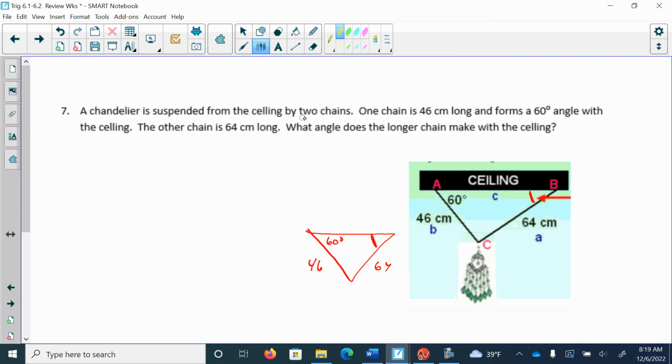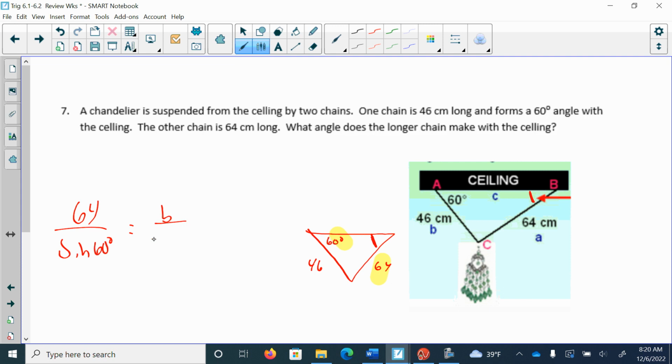I can see that I have that opposite pair, so I'm going to go ahead and use the law of sines. So I'm going to say 64 over the sine of 60 degrees is equal to, oh no, B is 46, sorry, 46 over the sine of angle B. And when I do that, I get this angle here to be 38.50 degrees.